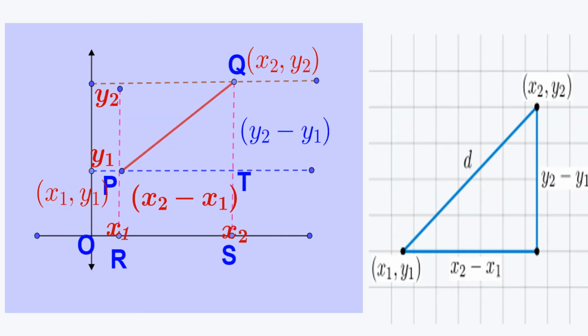Now here we are going to apply the Pythagoras theorem. You can see it: x2, y2 here and x1, y1 here. These are the coordinates, and you are going to find the distance D. Here this is the distance x2 minus x1, the horizontal distance, and y2 minus y1, the vertical distance. Apply the Pythagoras theorem and find D. This is the distance of the hypotenuse.